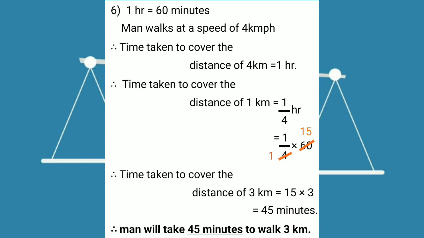Then to walk 1 km, how much time will he take? He will take 1/4 of an hour. So we multiply 1 upon 4 by 60, since 1 hour is equal to 60 minutes, no? So we multiply it by 60, which gives us the answer 15. So the time taken to cover the distance of 1 kilometer is equal to 15 minutes. Then how much time will be taken to cover the distance of 3 kilometers? We simply find that out by multiplying 15 by 3, which is equal to 45 minutes. Therefore, the man will take 45 minutes to walk 3 kilometers.